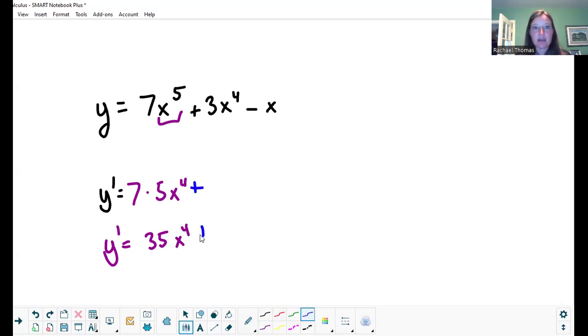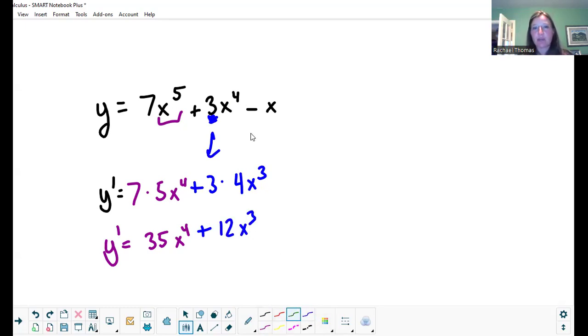Next term, 3 times, and n is 4 here, so I've got 4x to the third. It doesn't matter what this number is, he just hangs on. The number on the top, the power, is what comes down and then changes. So this would be 12x to the third.